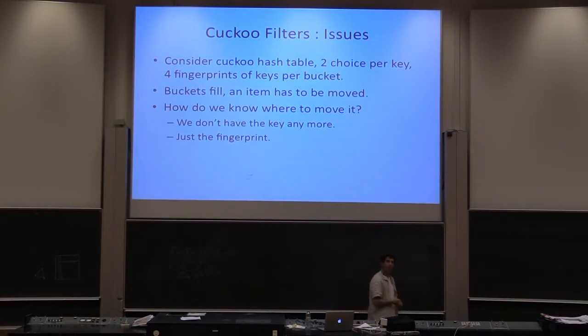Normally when I move something, I've got my object, I'll figure out its other hash location, and then I'll move it to that other location. So I'd have to take my stored key, hash it, and move it to its other location. But now I don't have the key anymore. This is a Bloom filter type data structure. All I have is the fingerprint. I don't have the key.